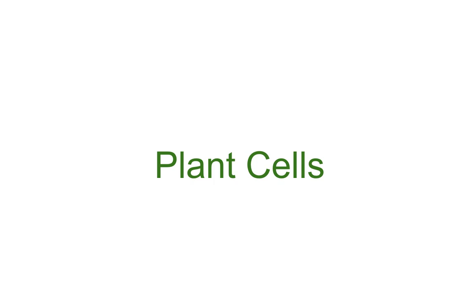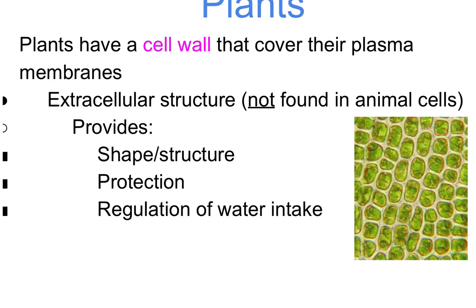Plant cells have a membrane that definitely works differently. It has some special features. The most obvious, and the one often students know, is that plants have cell walls. That cell wall covers its plasma membrane, and its extracellular structures are different. They're not found in animal cells. This cell wall provides a lot of structure and shape. It also protects the internal delicate components of plant cells, and it is responsible, if not mostly responsible, for regulating water in and out of plant cells.